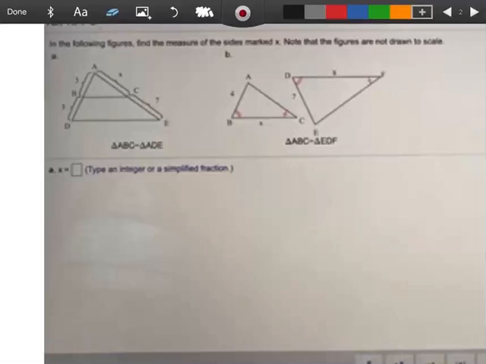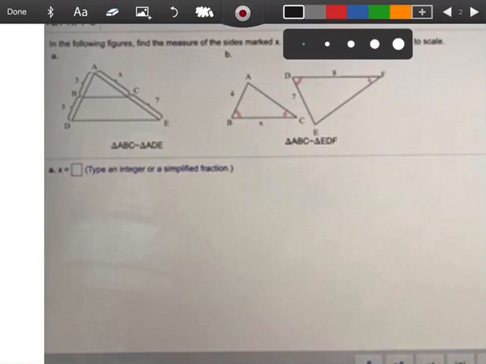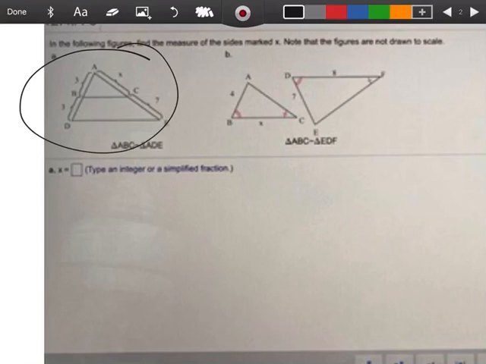All right, so guys, let's take a look at these problems. It comes out of 12.4, and it says, in the following figures, find the measures of the sides marked X. Note that the figures are not drawn to scale. Okay, so I'm going to do this part here first.